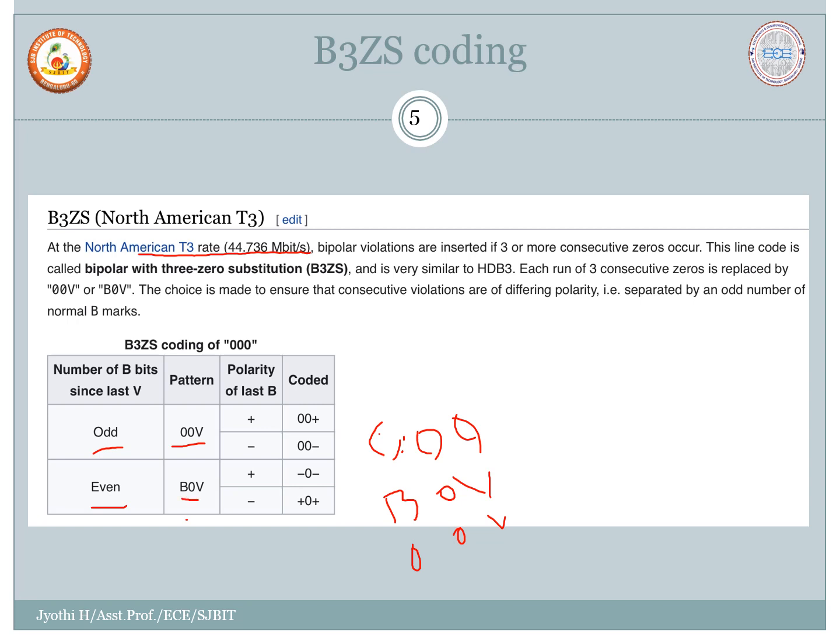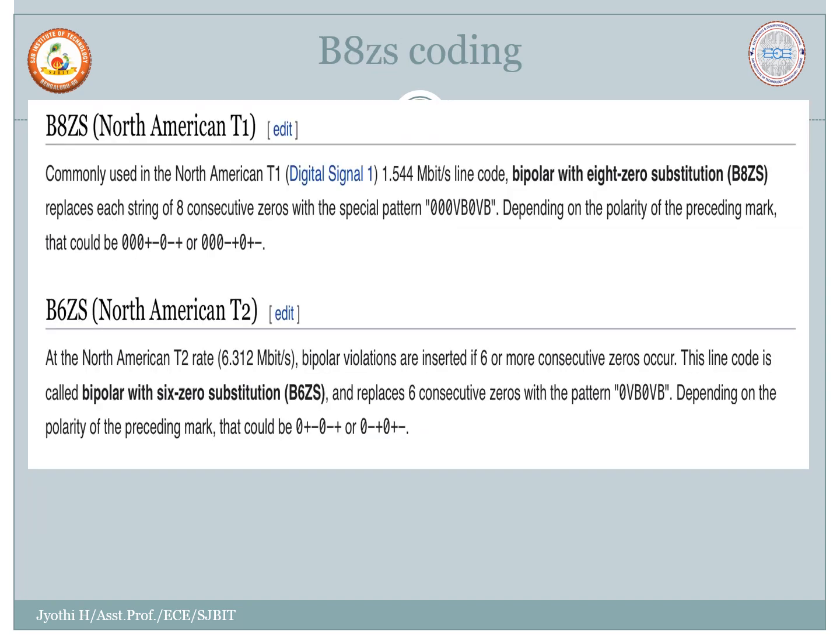Now if the polarity of the last bit is positive, then the coded polarity is 00 plus. If the previous one is minus, then it is 00 minus. Plus 1 is minus 0 minus, and if it is received as minus, it becomes plus 0 plus.